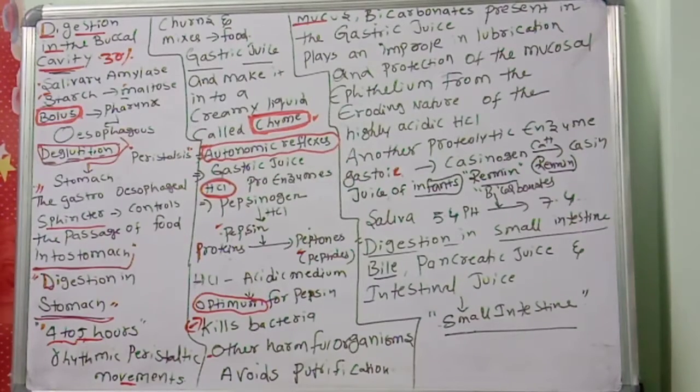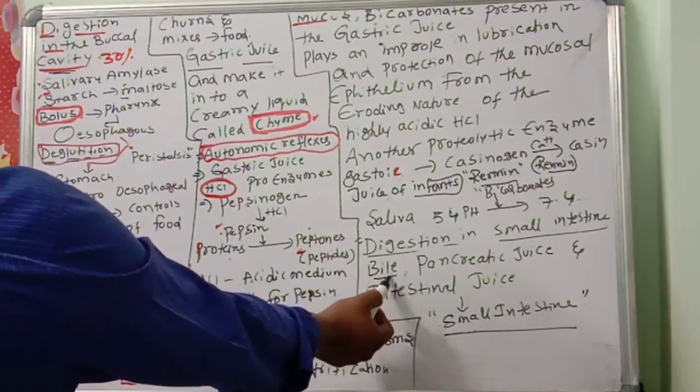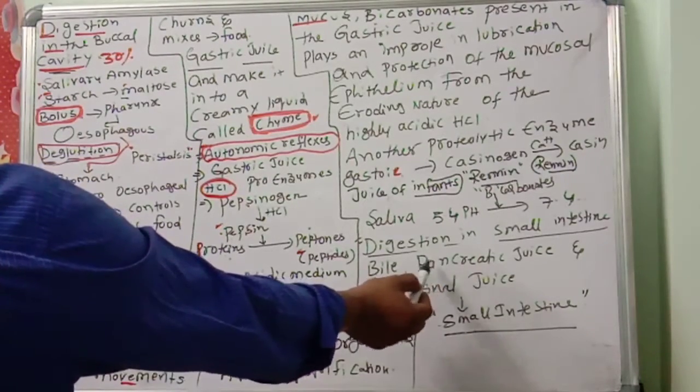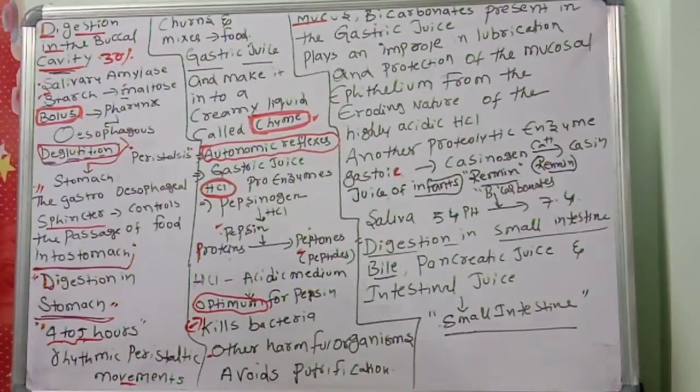So bile is there, right? Where is the bile coming from? The liver. Pancreatic juice comes from the pancreas. Intestinal juice means succus entericus. In the intestine itself, the secretion will be there.